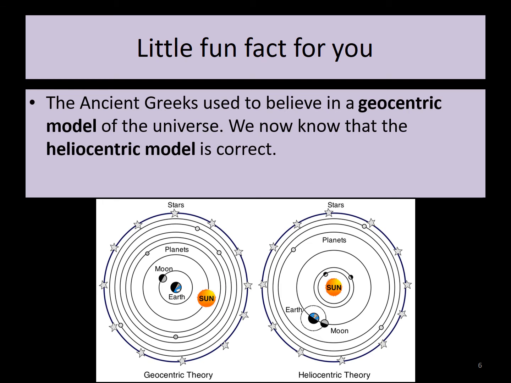Obviously, we now know that the heliocentric model is correct, that the sun is the center of the solar system, not necessarily the center of the universe, but it is the center of the solar system. And it was Nicolaus Copernicus who came up with the theory that actually it is the sun at the center, and then that's when we had the Copernican revolution. Very interesting history. But yes, ancient Greeks used to believe that geocentric theory was correct, but obviously we now know that the heliocentric one is.